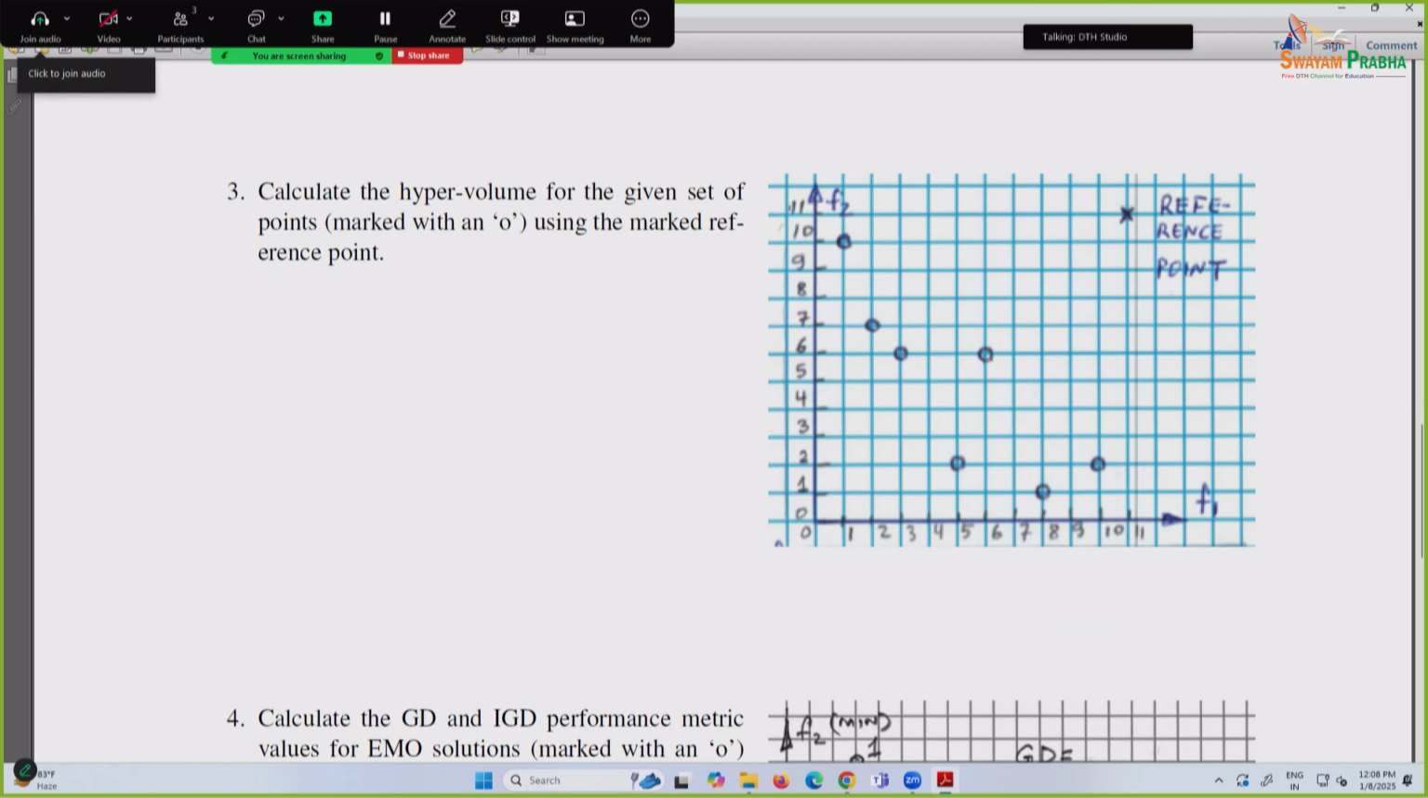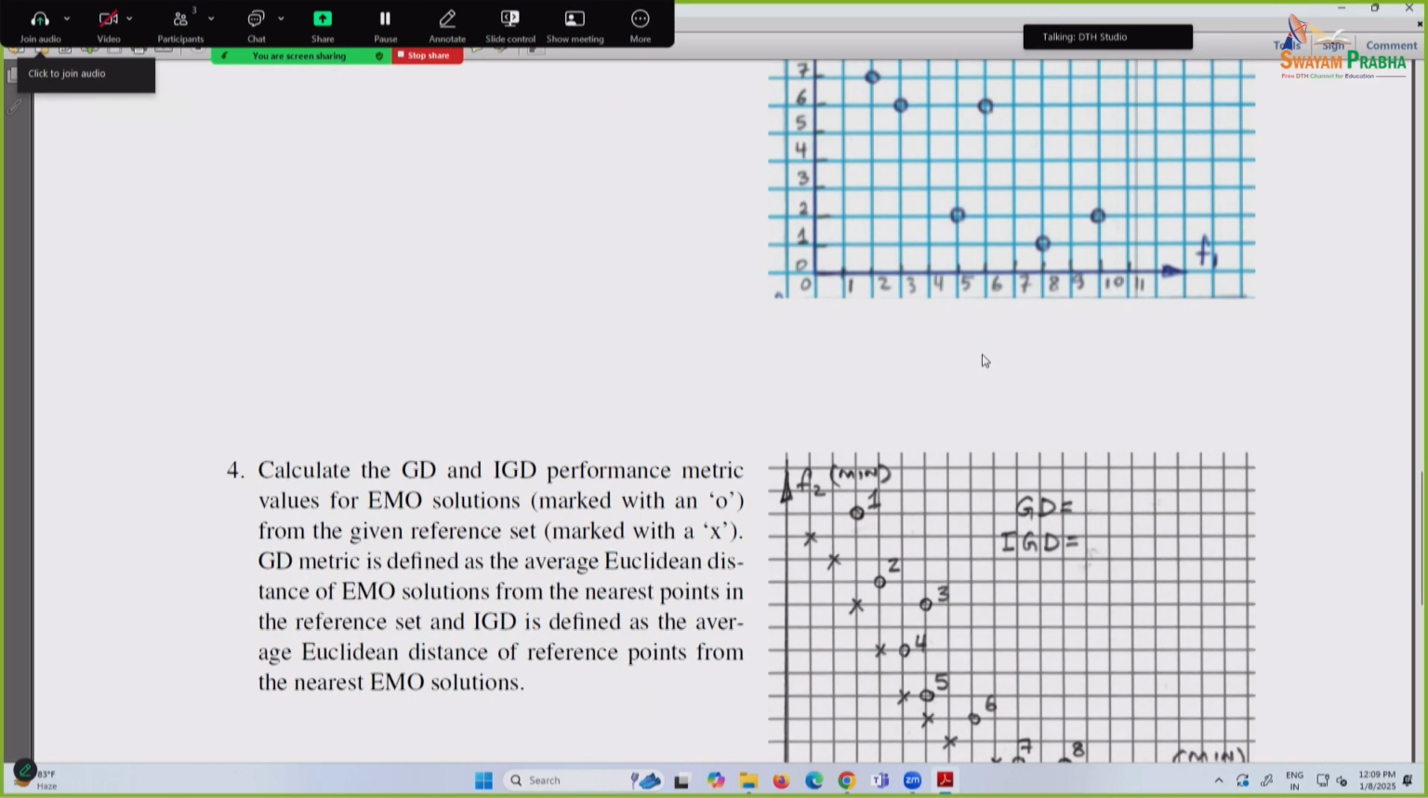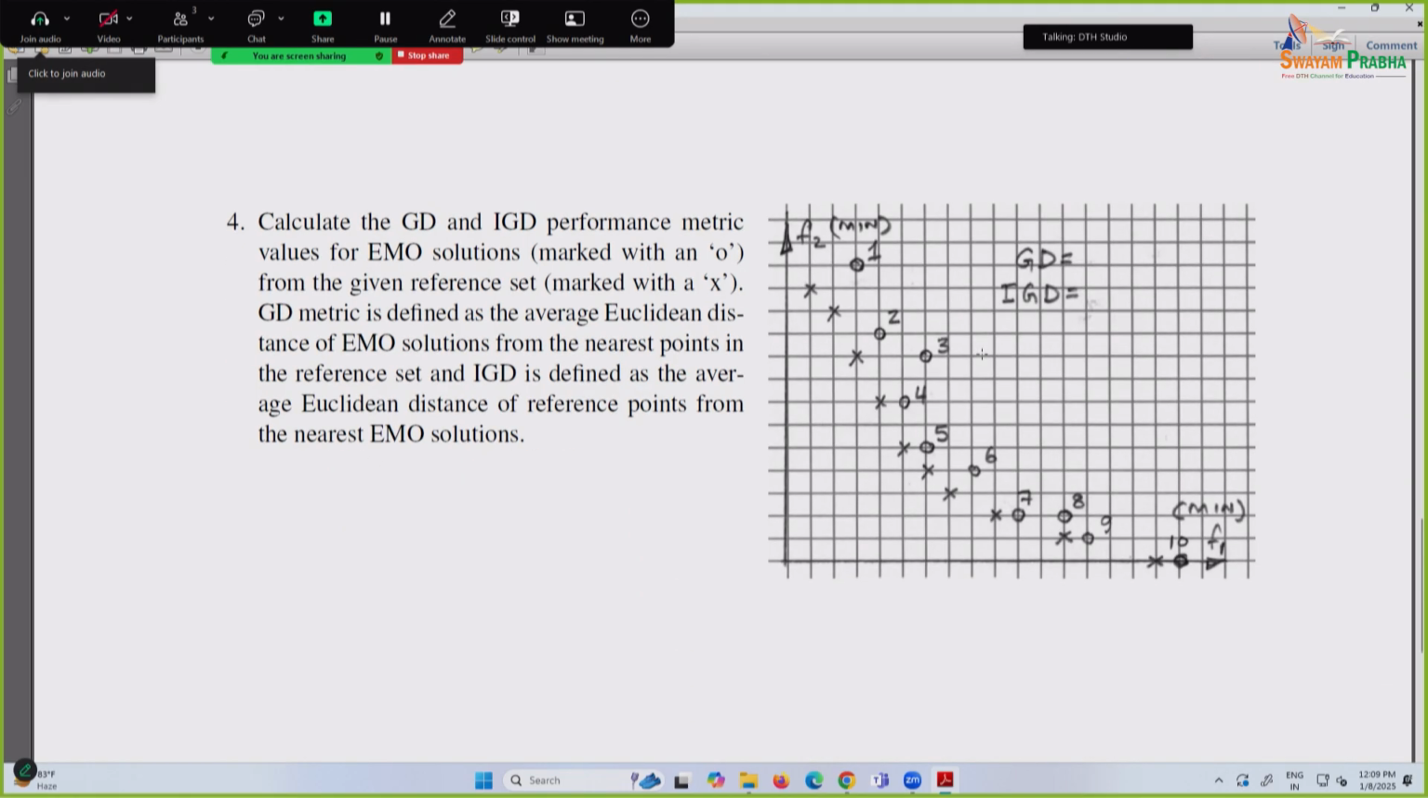Will this point participate? This is a dominated point by that, right? Will this point affect the hypervolume? Hypervolume is only with the non-dominated points. So this point and that point, whether it's there or not there, it's not going to affect the hypervolume. Okay, it's just a hint. Okay, the final one. It's a little boring, but still you get some idea with the performance metric.